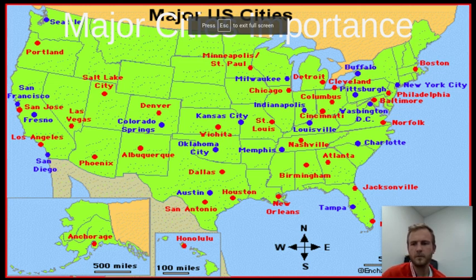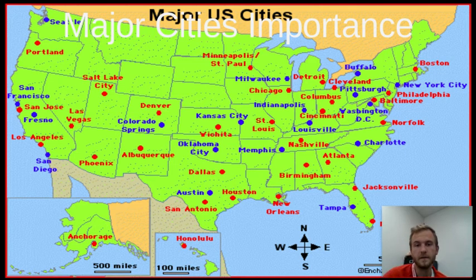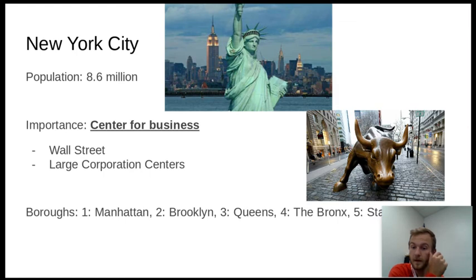All right, so we're going to run through, at least for your virtual kids, the major cities in the United States and their importances. Now, this map shows you several different big cities. We're only going to talk about five. The first one, New York City, is by far the biggest city in the United States, not even a question.